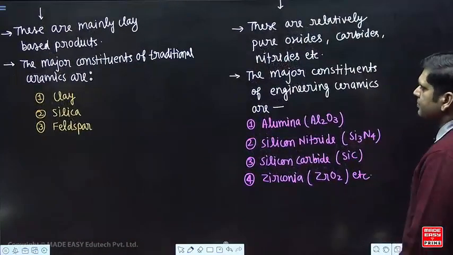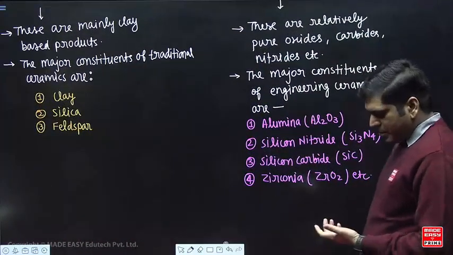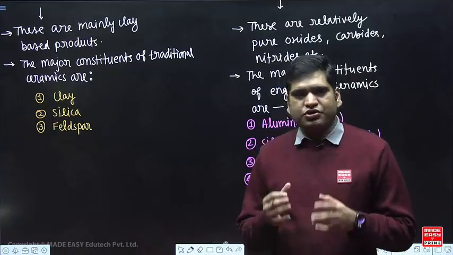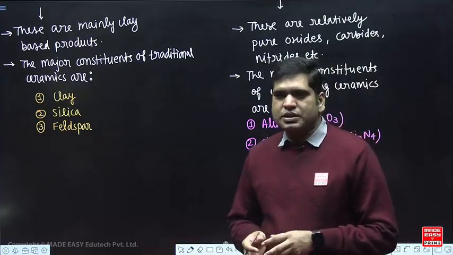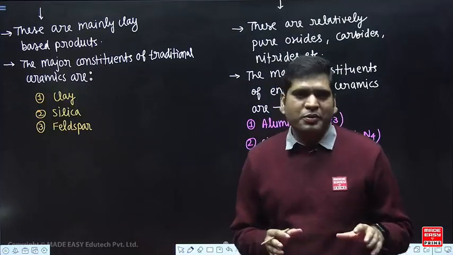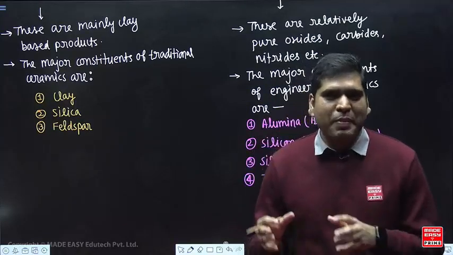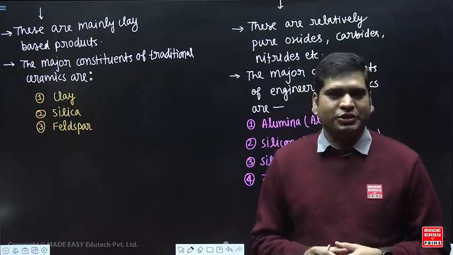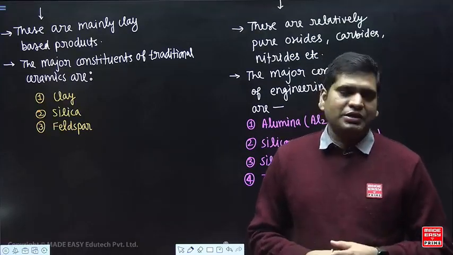So this is about the traditional ceramic. Before I proceed, I would like to discuss the crystal structure of ceramic materials. Since I said that these are mainly ionic materials, I will be focusing on the ionic packing theory. How are the ions packed in the crystal? That is known as ionic packing theory.